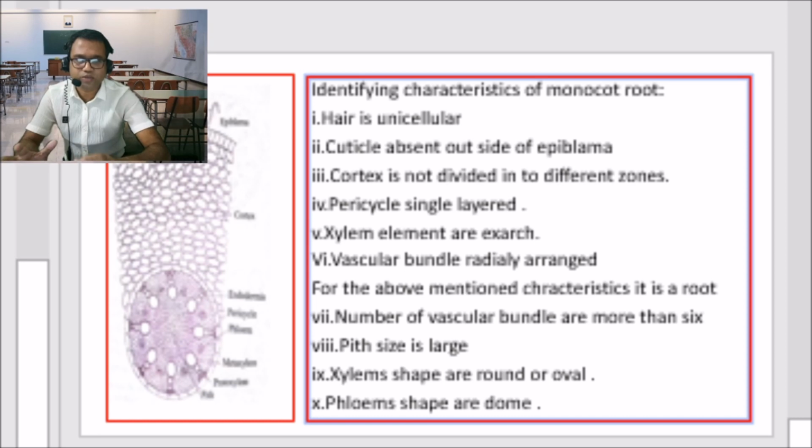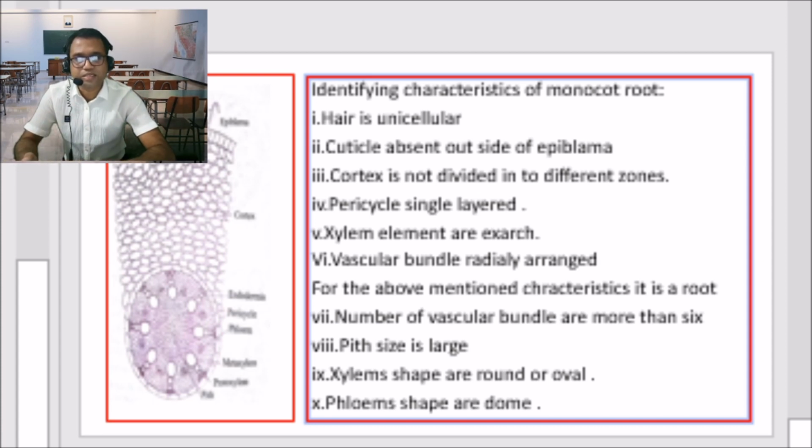Next we can find out that the cortex region is not divided into different zones. That means the cortex cells are similar in their size, shape and characteristics. So for that reason we can write down that cortex is not divided into different zones. Next, pericycle. Inside of the endodermis, this pericycle layer is a single layer. So we can write down that pericycle is single layer.